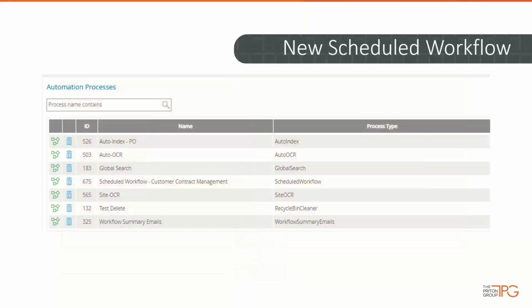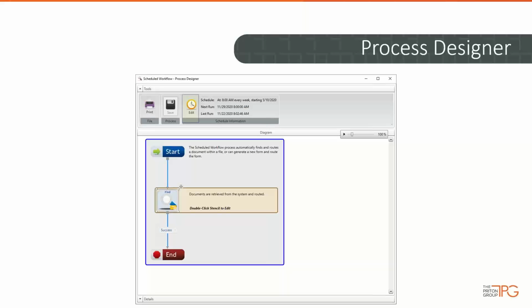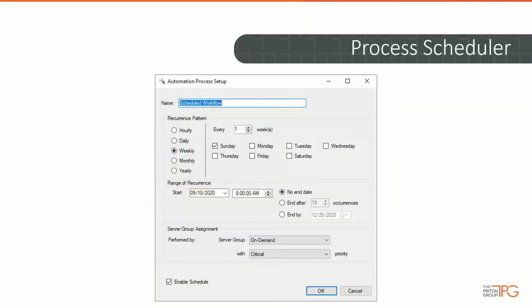So the last component to the contract renewal process is in FileBound's use of scheduled workflows. If we look at the inside of a scheduled workflow, you can see that we have the option on how to set our schedule. So we can either choose to run this workflow hourly, daily, weekly, monthly, or yearly. In this case, we're simply running our contract renewal once a week on Sunday at 8 a.m. with no end date. So once we have that all configured, we simply enable the schedule, and it is now set to run this contract renewal workflow once a week.